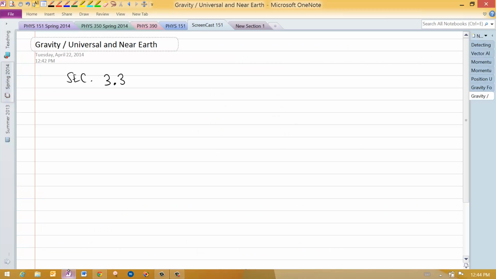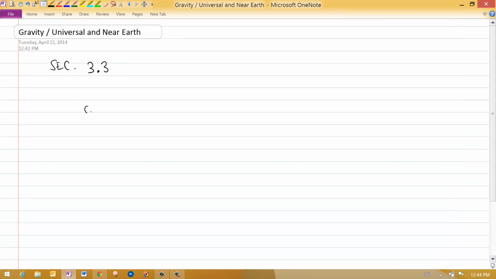So Section 3.3, gravity, universal and near the surface of the Earth. Here we have an object of mass capital M, an object of mass little m, and they're a distance little d apart. Newton's universal gravitational force law says this object will have a force on it in magnitude capital F that points towards the other object. There'll be a force in this direction. I'll call it little f. So there's an attractive force between these two objects. F in magnitude is equal to the universal gravitational constant, the mass of the big object, the mass of the little object, divided by the distance between them squared.